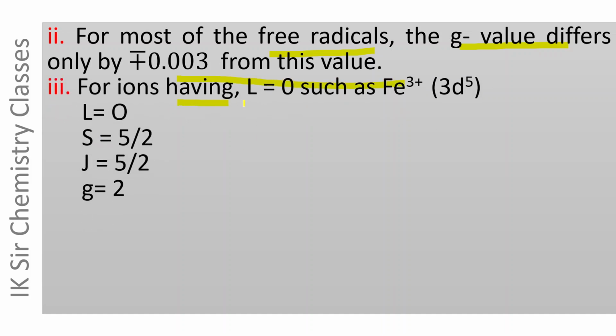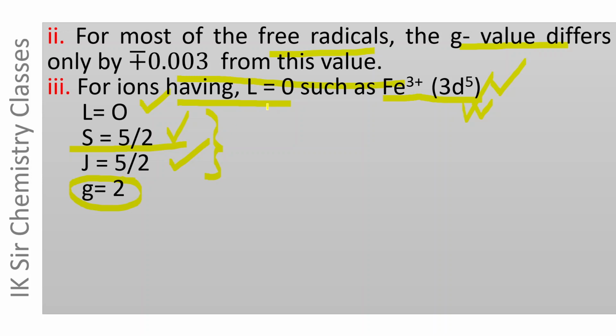For ions having L equals to 0, such as Fe triple plus ion, which has electronic configuration 3d5, its L value is equal to 0. S is equal to 5 by 2 because it has 5 unpaired electrons, and each unpaired electron has ms value equals to plus half, and therefore S is 5 by 2, and the value of J is equal to L plus S, that is 5 by 2. And on putting these values in equation A, we have g equals to 2.